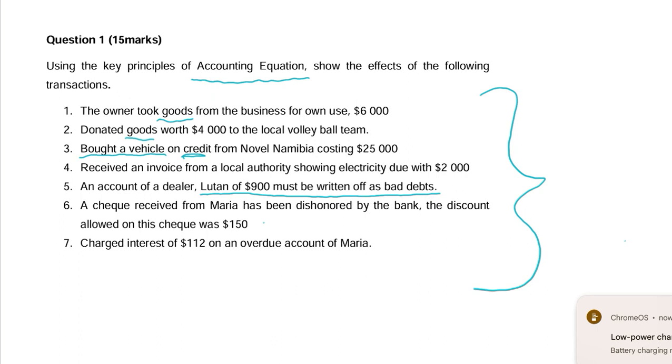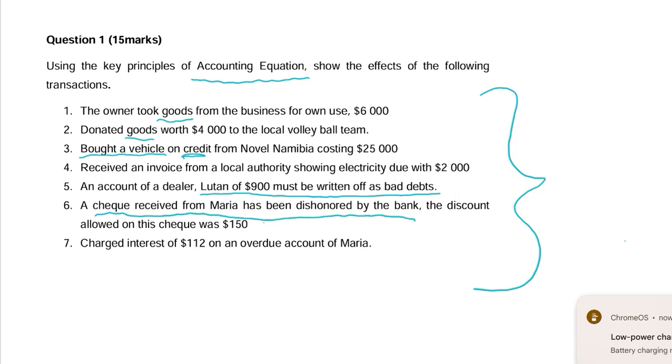individually, and then you will know how it's going to impact your accounting equation. So you should always think about it before you make a decision. So a check received from Mariah has been dishonored by the bank. Okay, we received a check from Mariah and the bank did not approve of it.